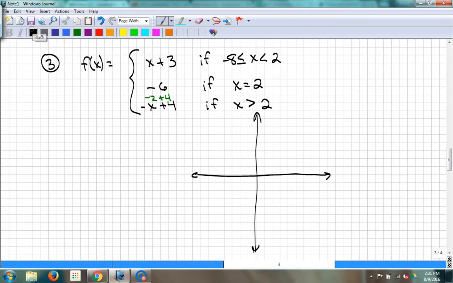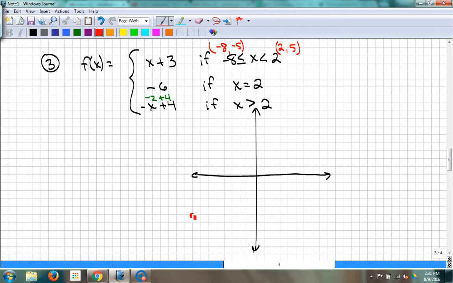Number 3, important points at -8. -8 plus 3 is -5. And then the other important point at (2, 5). So I'm going to those points on my graph. So (-8, -5). 1, 2, 3, 4, 5, 6, 7, 8. 1, 2, 3, 4, 5.